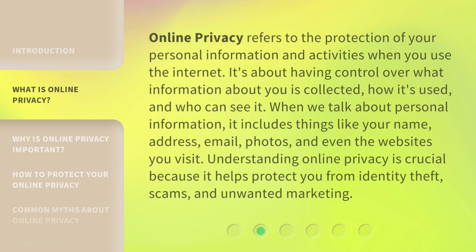Online privacy refers to the protection of your personal information and activities when you use the internet. It's about having control over what information about you is collected, how it's used, and who can see it. When we talk about personal information, it includes things like your name, address, email, photos, and even the websites you visit. Understanding online privacy is crucial because it helps protect you from identity theft, scams, and unwanted marketing.